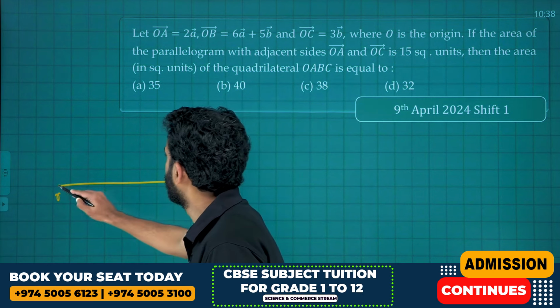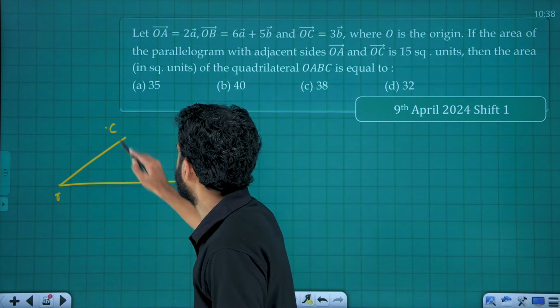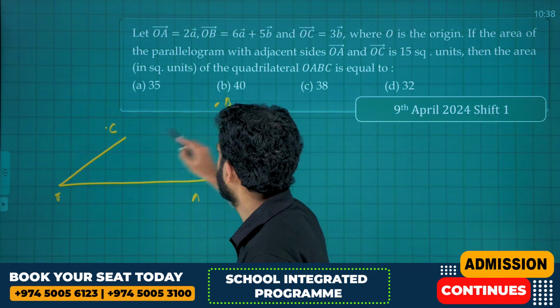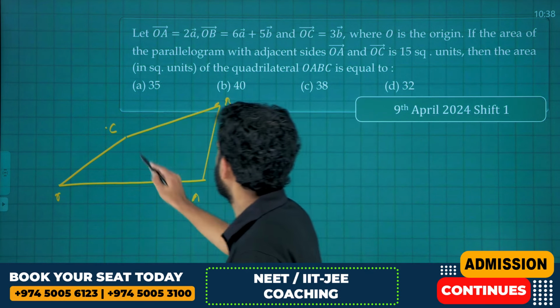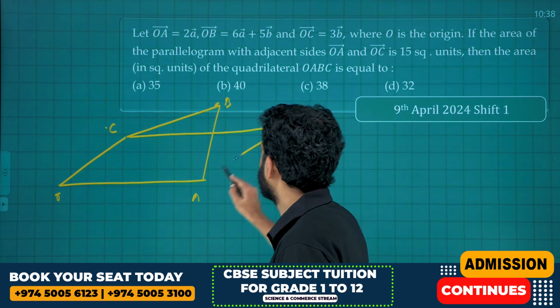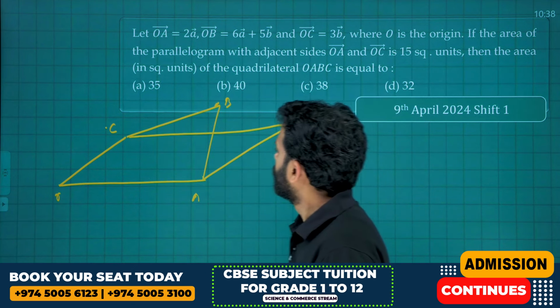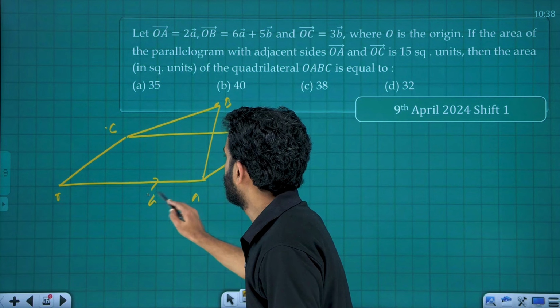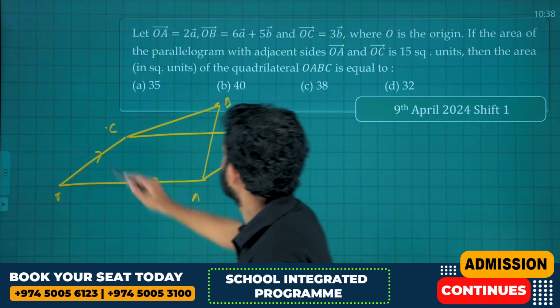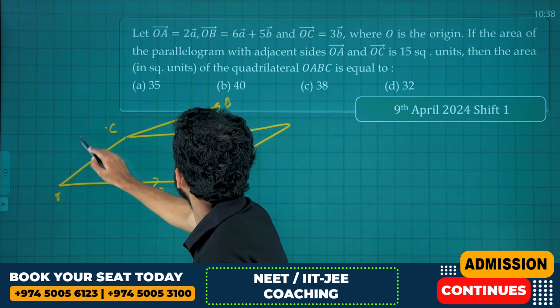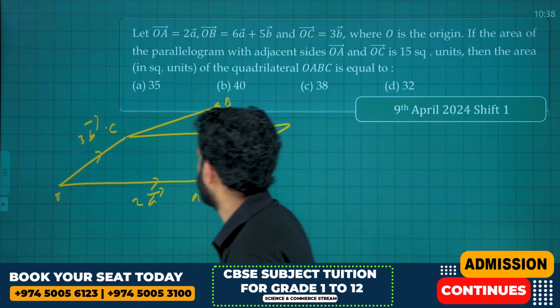OA. Okay. C. We can draw B here. Okay, this is the quadrilateral OABC. Let's draw a parallelogram here like this. This is vector A, and this is what? Vector 3 vector B. Okay, this is 2 vector A and this is 3 vector B.